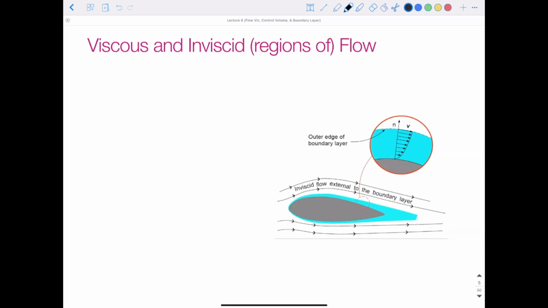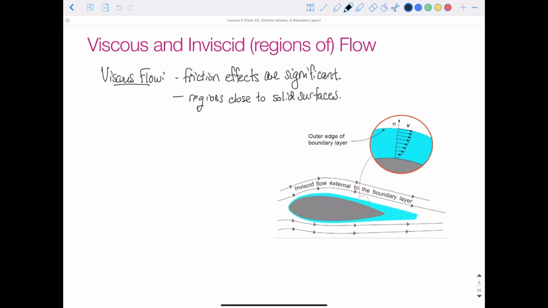So next would be viscous versus inviscid flow. And we sometimes differentiate between a viscous region and an inviscid region of flow. So viscous flow is a flow in which the frictional effects are significant, and they tend to be around regions close to solid surfaces. So inviscid flow is a flow in which the viscous forces are negligible, or regions that are far away from solid surfaces. And they could be found usually in regions that are not close. I won't say far away, I'll just say not close to a solid surface.